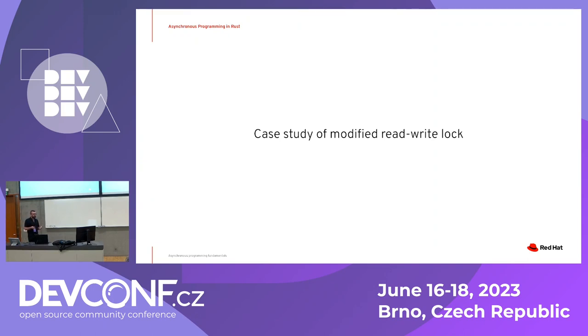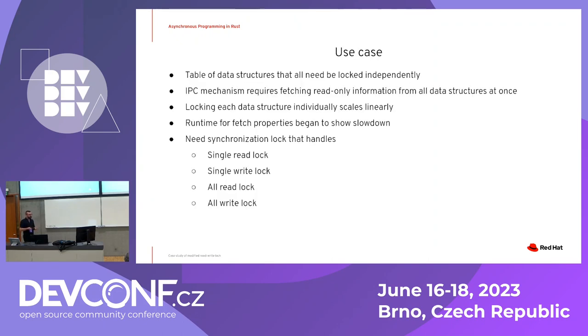Now we're going to dive into a case study of a modified read-write lock that we had to implement on our team. The use case is that we had a table of data structures that all need to be locked independently, and the IPC mechanism that we're using requires fetching read-only information from all data structures at once. We initially considered locking each data structure individually, but that scales linearly in terms of lock acquisition time. We began to notice a slowdown when we were fetching these properties, so we ultimately decided that we needed to design a synchronization lock that handled our particular use case.